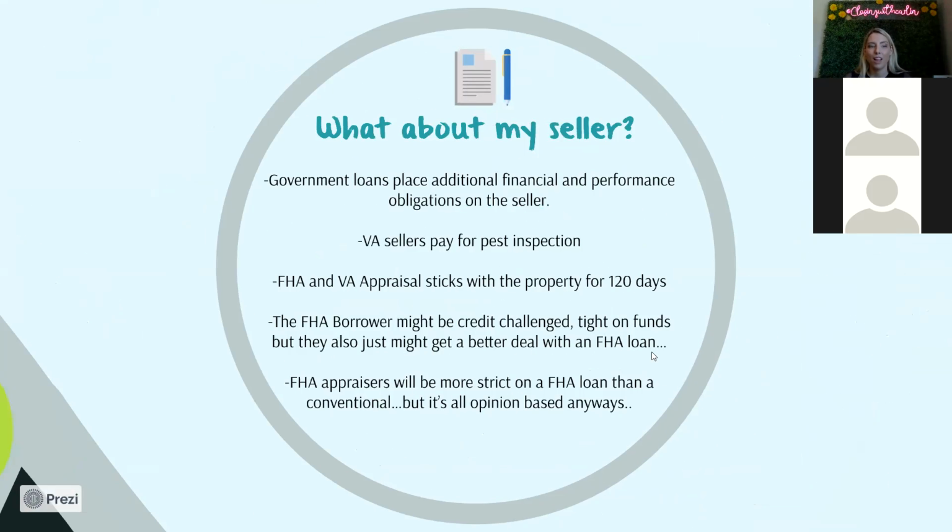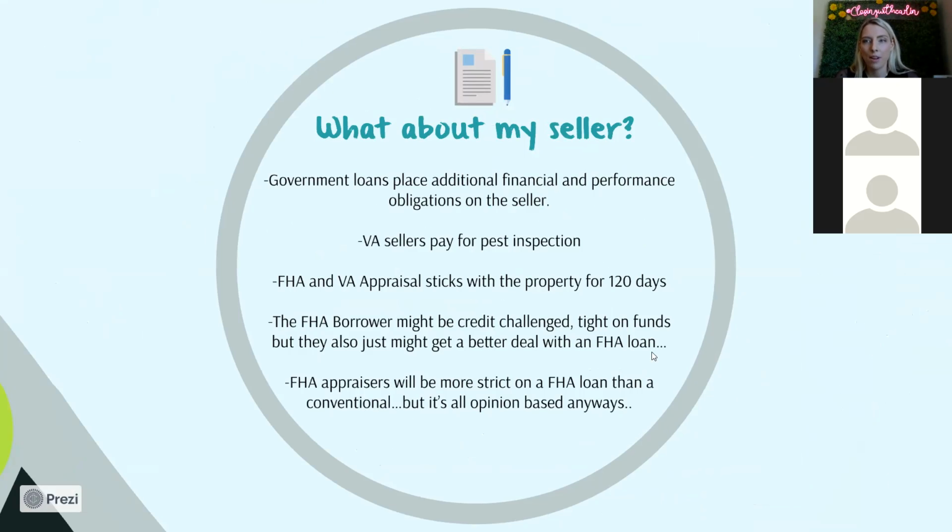All right, so I know you're all thinking, what about my seller? How does this stuff affect my seller? So government loans place additional performance obligations on the seller. That is what I was talking about with the appraisals. The VA sellers pay for the pest inspection. FHA and VA appraisals stick with the property for 120 days.